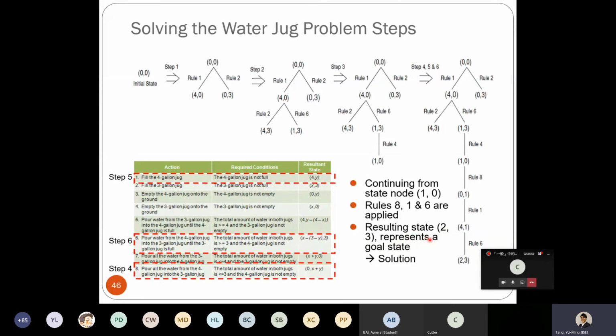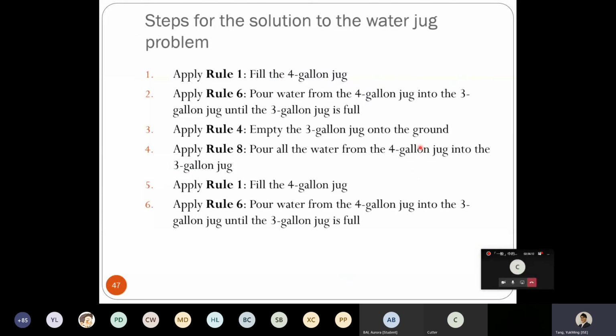This represents the goal state, because our goal is that we just want to have 2 gallons of water in the four-gallon jar. Okay, so we reach the final answer. So based on this state-based approach, we finally got the answer. We write down the steps again. We apply rule 1, 3 in the four-gallon jar, apply rule 6, and so on. And then finally, we reach the answer.